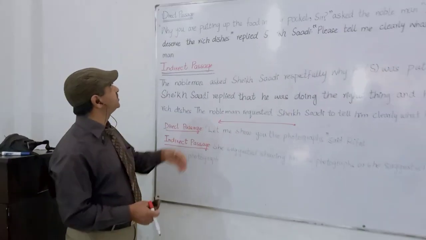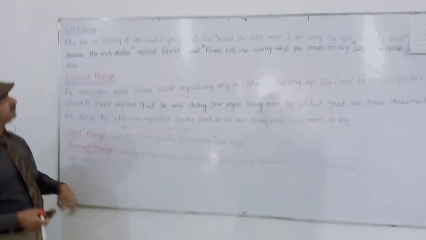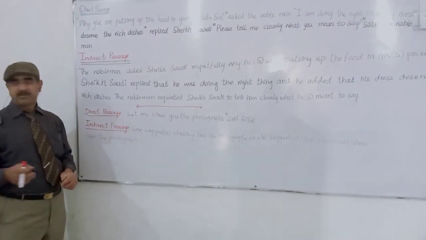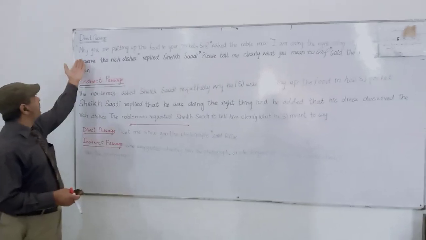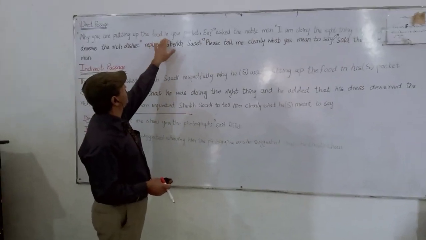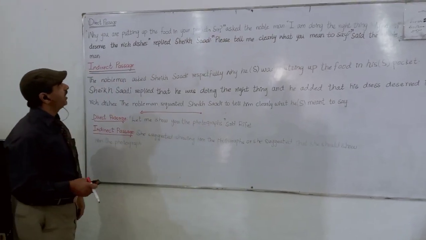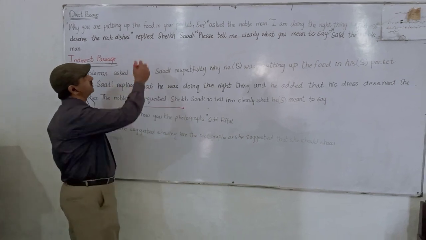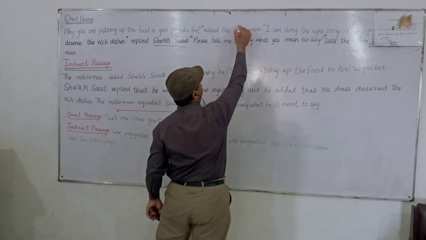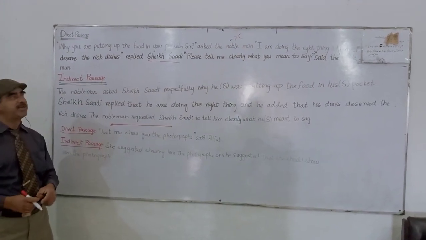Dear students, today we will study this direct passage and then we will change it into indirect speech. Okay? Let's begin. The direct passage is: "Why are you putting up the food in your pocket, sir?" asked the nobleman. And who did he ask? He asked Sheikh Sadi. So Sheikh Sadi is understood over here. The word Sheikh Sadi is understood.